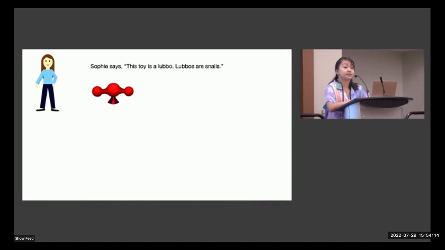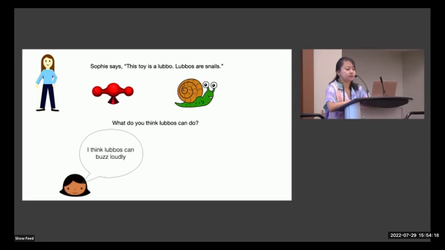Sophie says this toy is a lubbo. Lubbos are snails. What do you think lubbos can do? This person says, I think lubbos can buzz loudly.